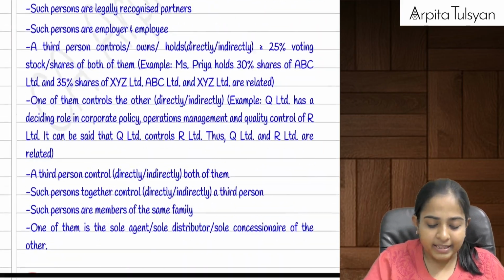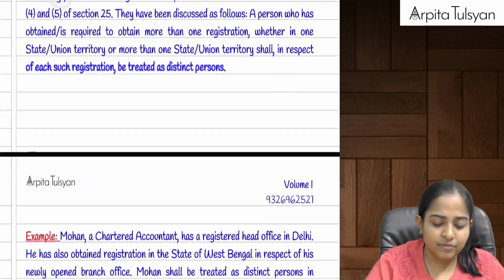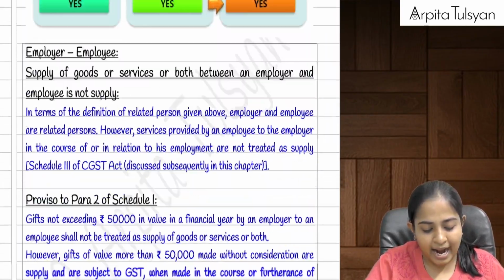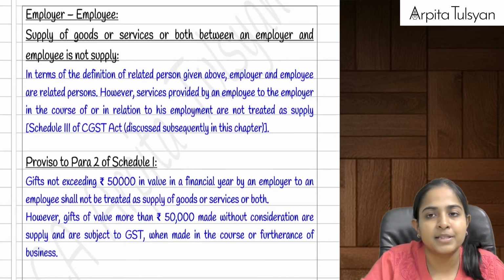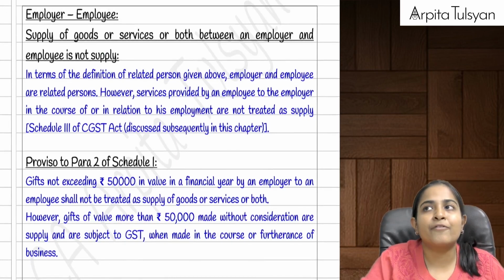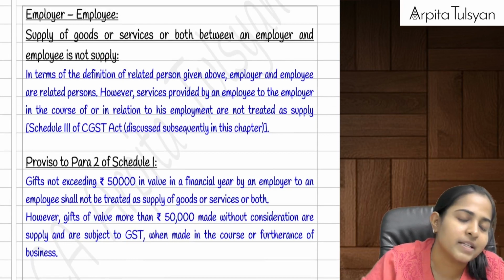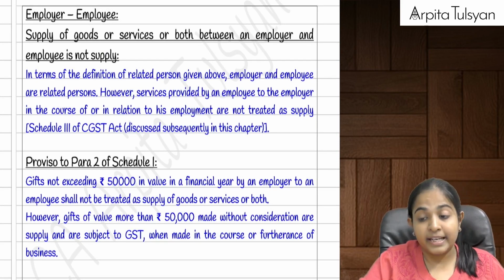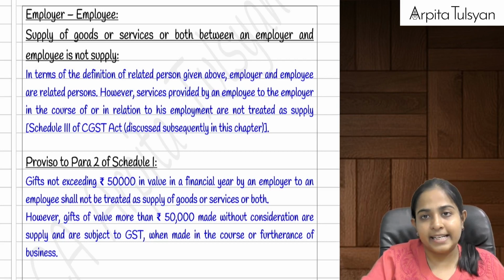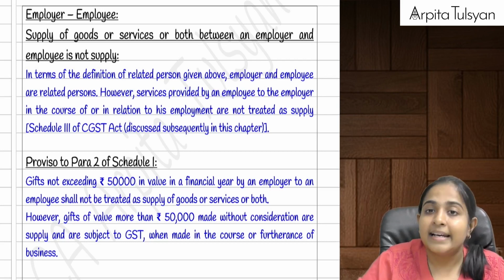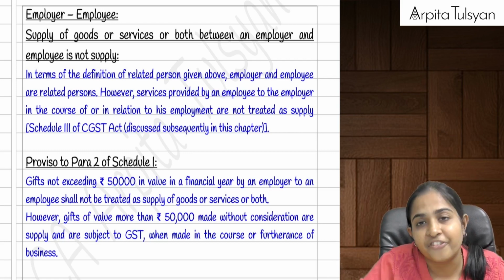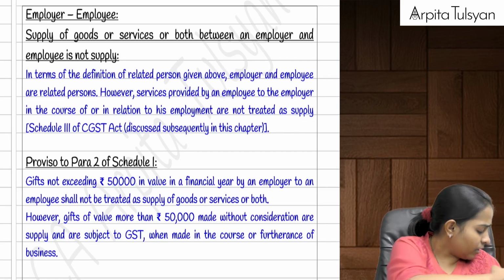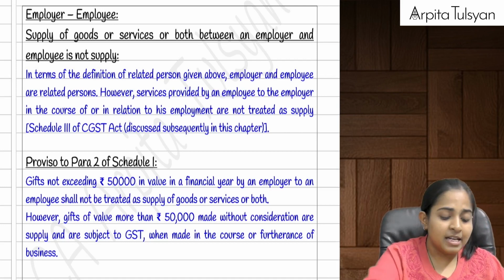Now, some special points to be discussed here. What did we discuss about employer and employee? For employer and employee, those two persons are considered related persons. Therefore, any supply of goods or services between them should be liable to GST, even if it is given free. Even if there is no consideration involved, that will be considered a supply.